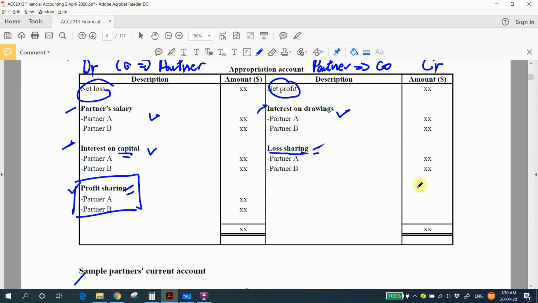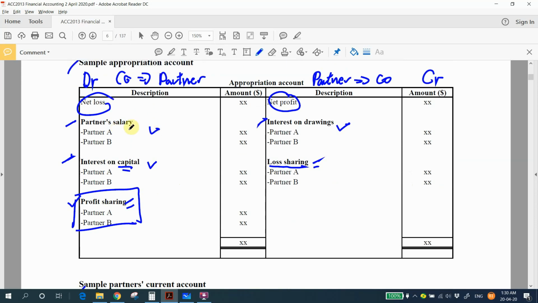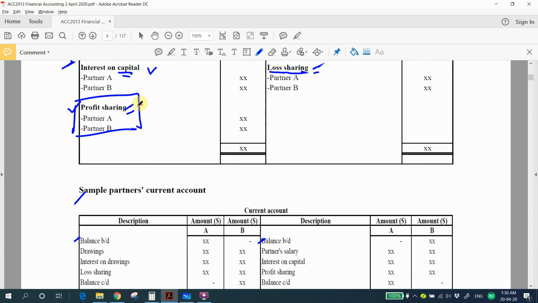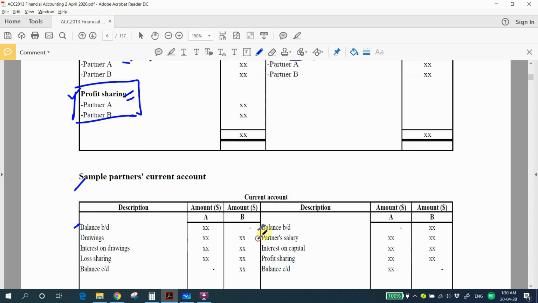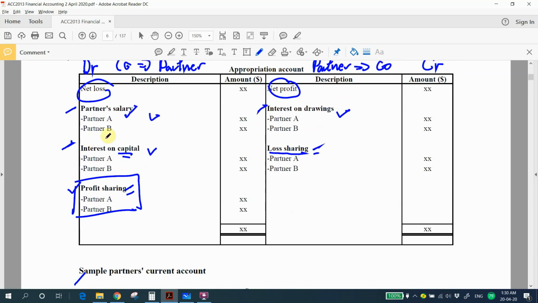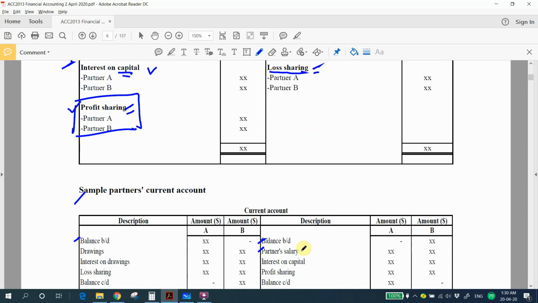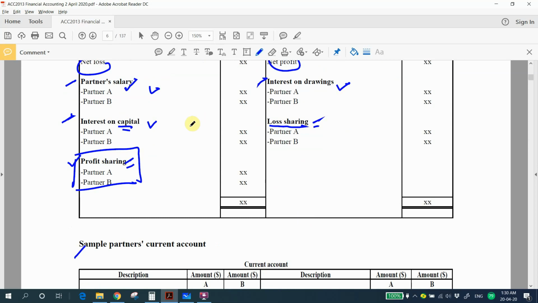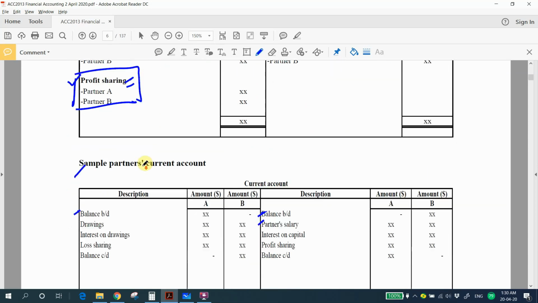Next, we will record the transactions which are recorded in your appropriation account. Let's have a look. You record the partner salary on the debit side, right? So this transaction will appear on the credit side in your current account. Remember the concept of double entry: debit here, credit on the current account. Next example, your interest on capital. We debit the appropriation account and this amount is credited to the current account, and similarly for the profit sharing.